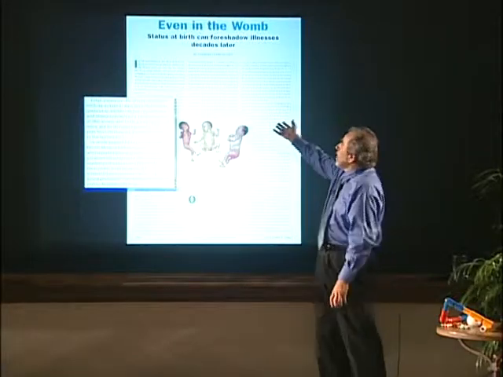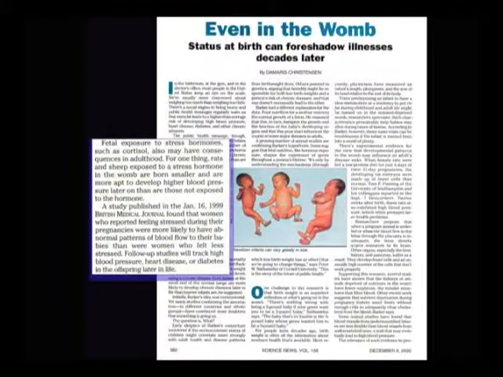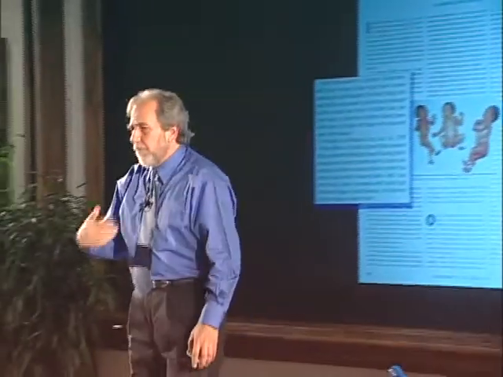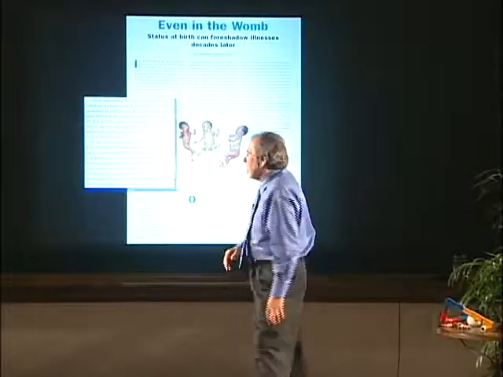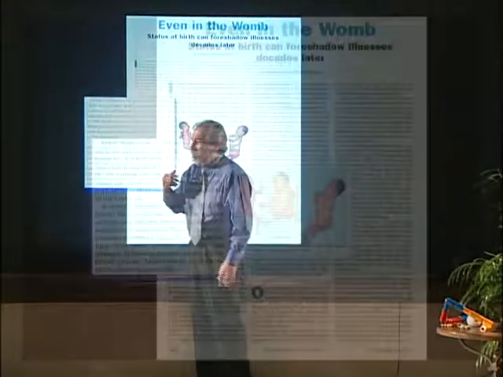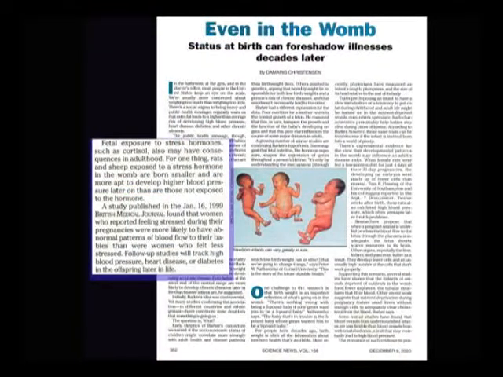This one is an example about weight. Fetal exposure to stress hormones such as cortisol also may have consequences in adulthood. For one thing, rats and sheep exposed to a stress hormone in the womb are born smaller. Would that make sense? If you're facing a stress hormone, what does it do to growth? Depresses it. When the fetus is exposed to stress hormones, it's born smaller and more apt to develop higher blood pressure later on than those not exposed to the hormone.